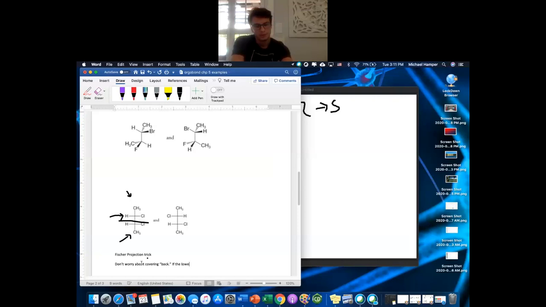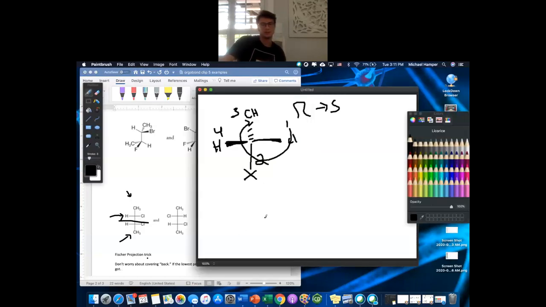If the lowest priority is on an arm on your Fischer, then you flip what you got. Isn't the lowest priority on an arm? Somebody asked a similar question before. Sometimes your lowest priority isn't exactly where you usually expect it. Your lowest priority might not even be an H. It might be a Br or a Cl or an OH. It might be anything. So your lowest priority might not always be on an arm.